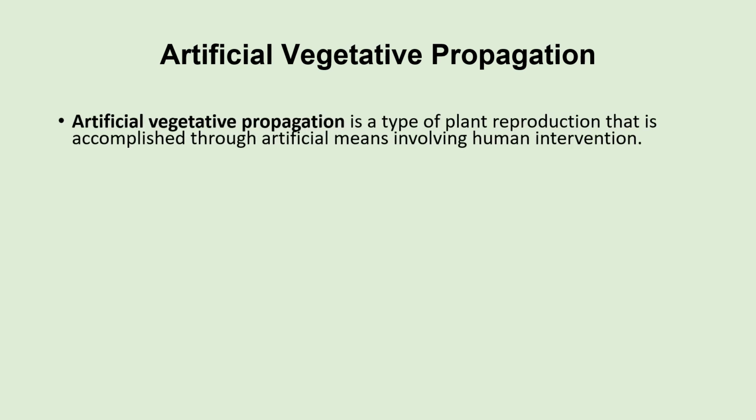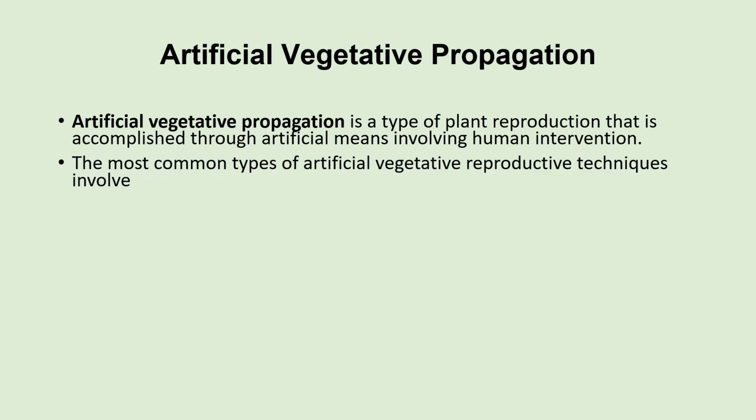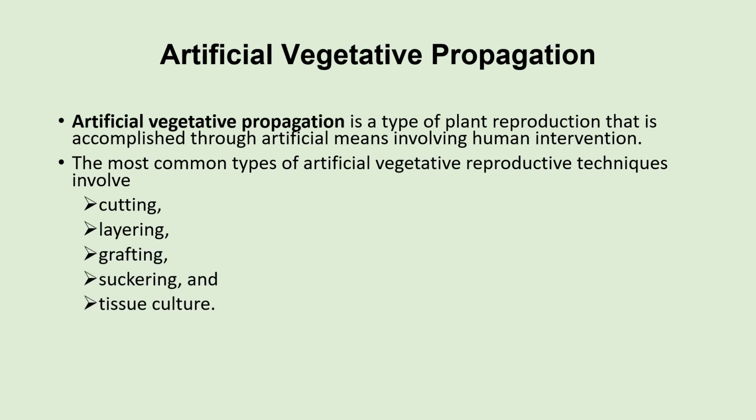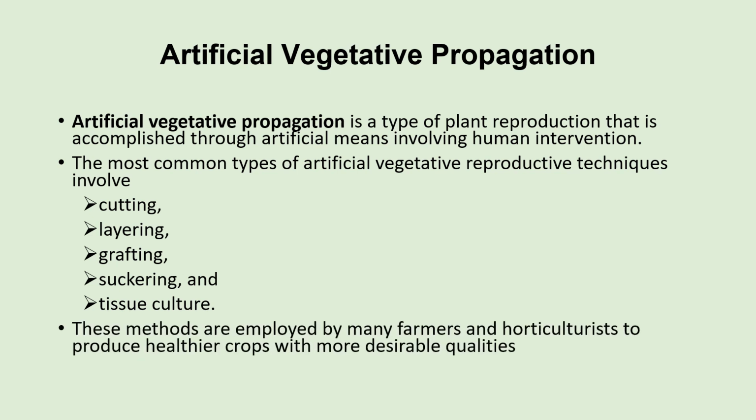Artificial vegetative propagation. Artificial vegetative propagation is a type of plant reproduction that is accomplished through artificial means involving human intervention. The most common types of artificial vegetative reproductive techniques involve cutting, layering, grafting, suckering, and tissue culture. These methods are employed by many farmers and horticulturists to produce healthier crops with more desirable qualities.